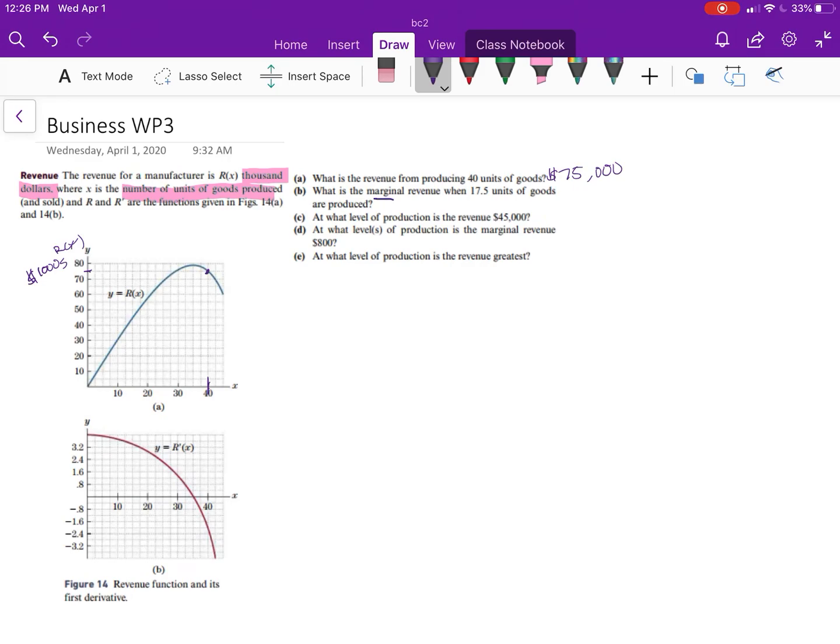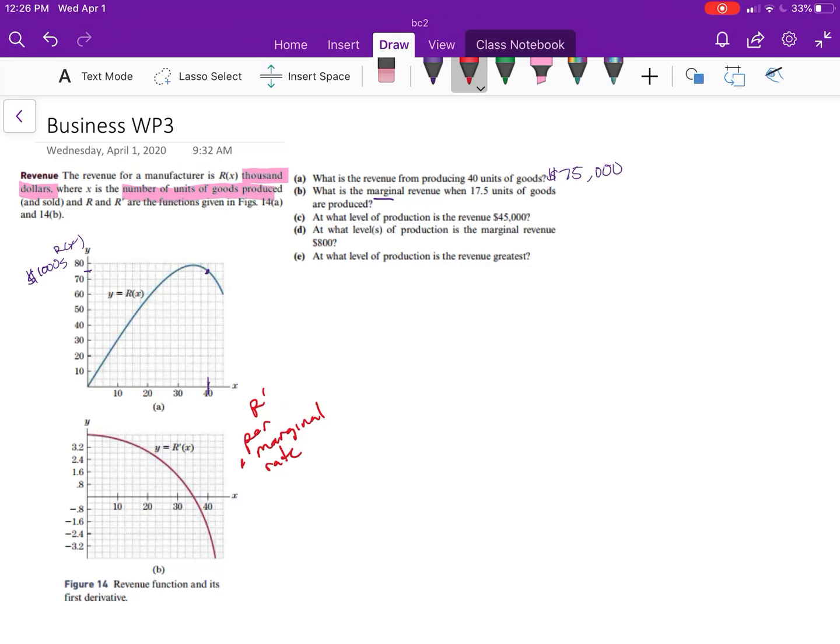If you see this word marginal for B, what is a marginal revenue? Then we go down here to the derivative graph. Marginal is a rate of change. It's, how much is this revenue changing per unit? So if you ever see that per or marginal or the word rate, then we know we're thinking derivative.